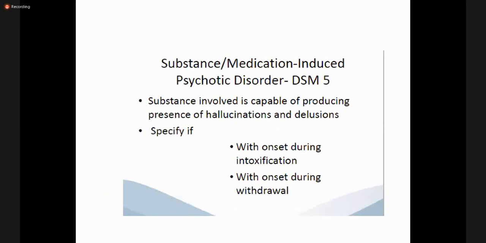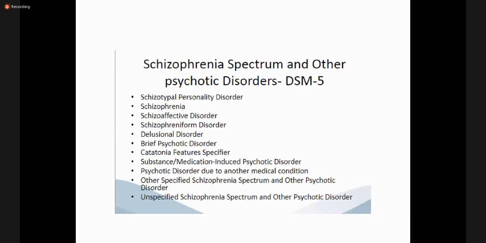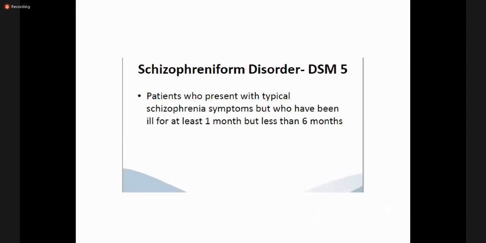Okay. Then we also have substance or medication. So let's see. Brief psychotic disorder, remember that it is the presence of psychotic symptoms for less than 1 month. That's when we diagnose it as brief psychotic disorder. We'll skip catatonia. We'll come to substance or medication-induced psychotic disorders, psychotic disorders due to another medical condition, and then there are others or unspecified.